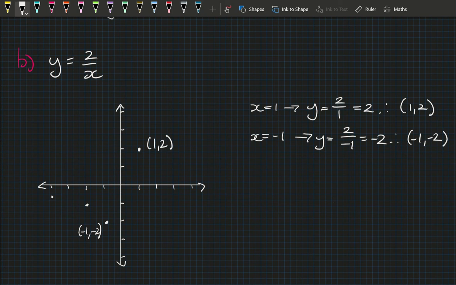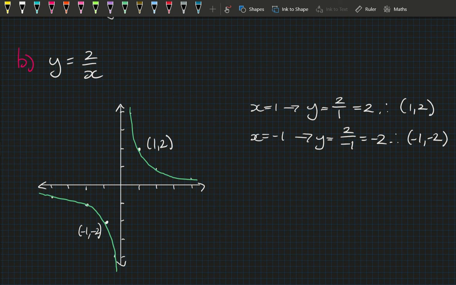So I'm going to put another point here. And 2 divided by minus a half is minus 4. So I'll put this point here. And similarly over here, I'm going to add the same points, but the positive versions. And that should guide my curve nicely. Well, the first bit anyhow.